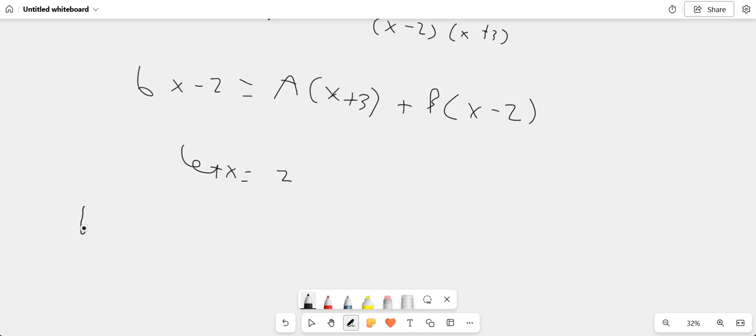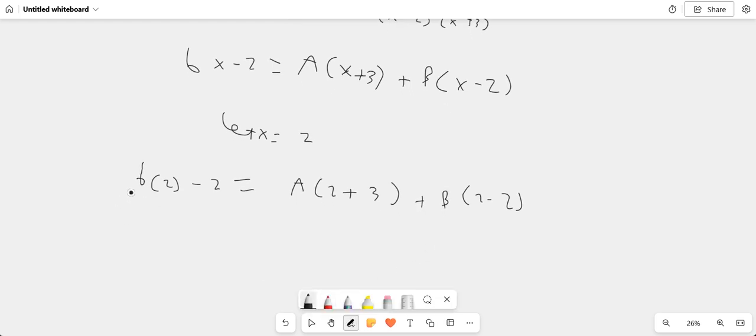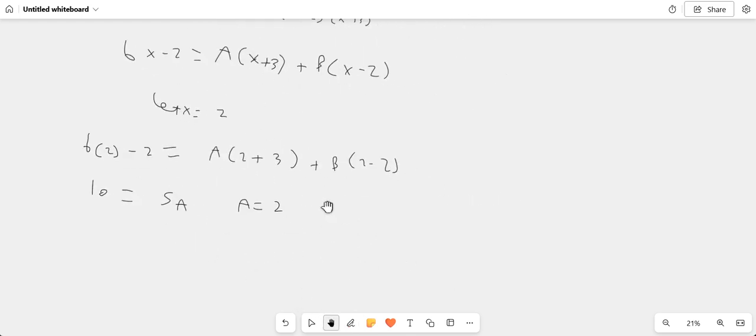Substitute 2 into the left here. So 6 open bracket 2 minus 2, equals A open bracket 2 plus 3, and then plus B open bracket 2 minus 2. As you see, 2 minus 2 is 0, and 0 times B is just going to be 0. So 6 times 2 minus 2, that's 10, yeah, because 12 minus 2 is 10. And then 10 equals 5A, basically. So that means A is effectively what, fam? A is 2, because you divide by 5 and then it turns into 2. Alright, cool.